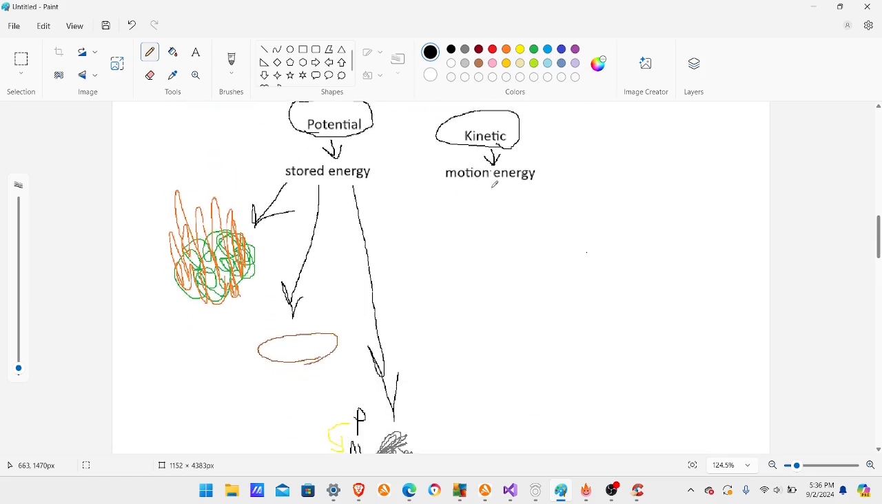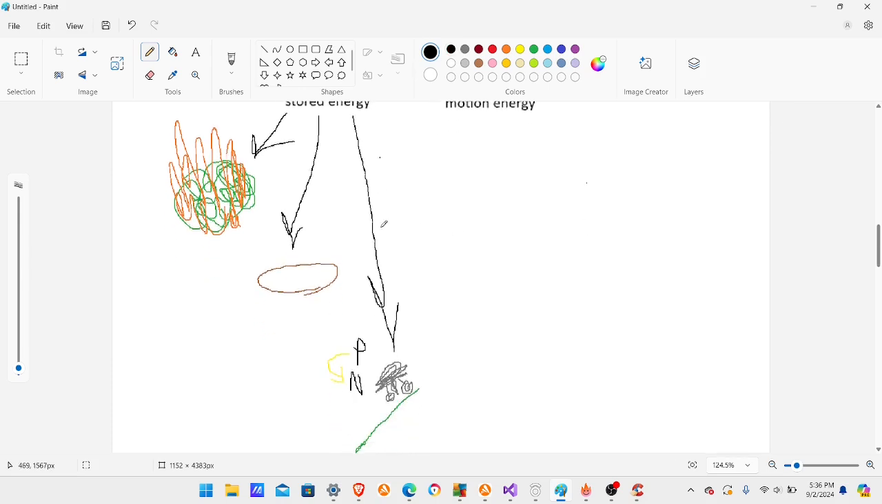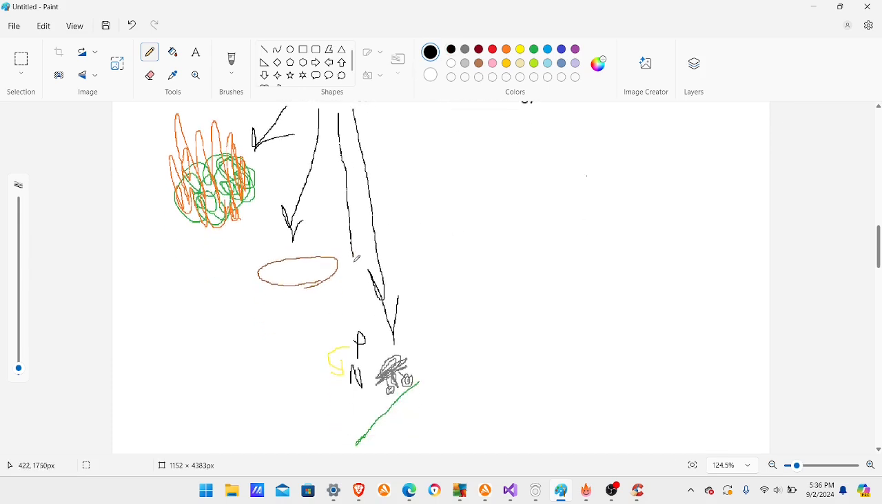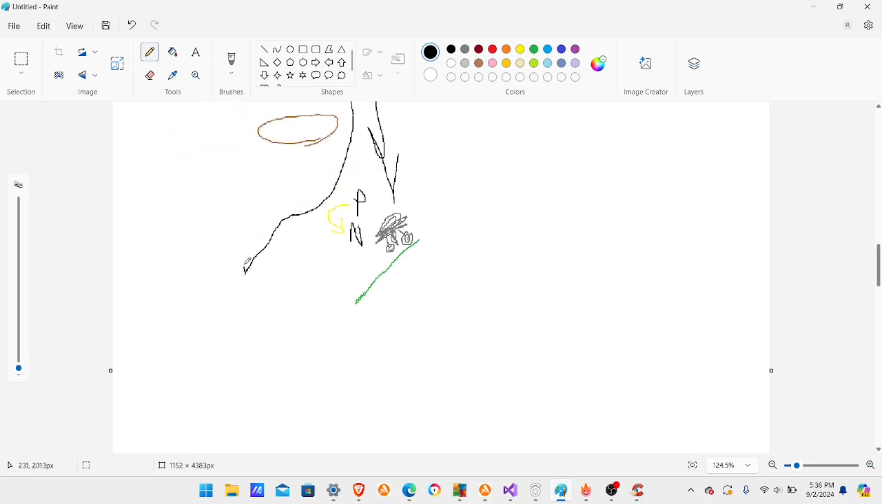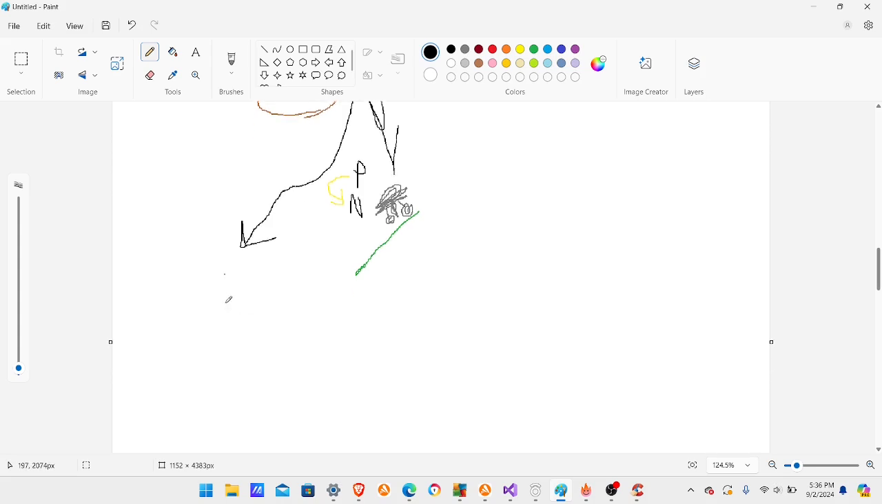And then there's a fourth type of potential energy. Okay, that works. The fourth type of potential energy we have is nuclear energy.